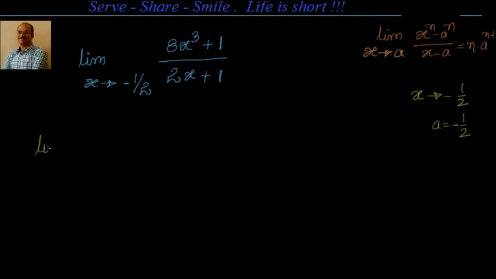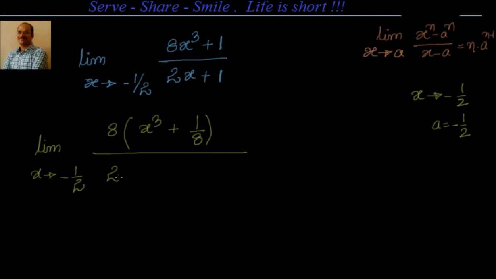For that what I will do? First I will try to convert 8x cube plus 1 into the form of x to the power of n, so that I can take out the 8 and I can get it in the form of x to the power of n. So next step will be, I will take 8 out from the numerator. I will have x cube plus 1 by 8. You will agree with me on that. Similarly, I can take 2 here. I will get x plus 1 by 2.